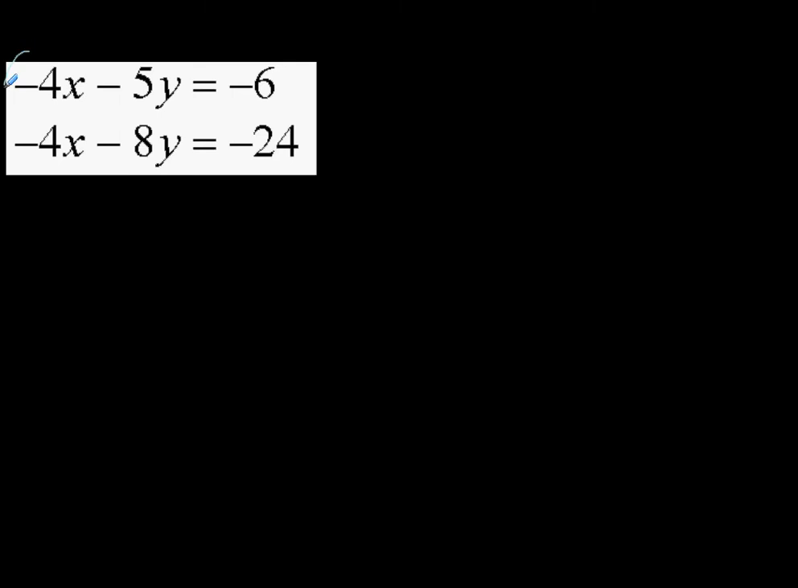Generally, the easiest way to change the sign of any number or equation would be to multiply by a negative 1. So let's do that to this first equation. And let's rewrite it over here. Negative 1 times negative 4 gives us a positive 4x. Negative 1 times a negative 5 gives us a positive 5y. And negative 1 times a negative 6 gives us a positive 6. Now let's rewrite this equation underneath it.